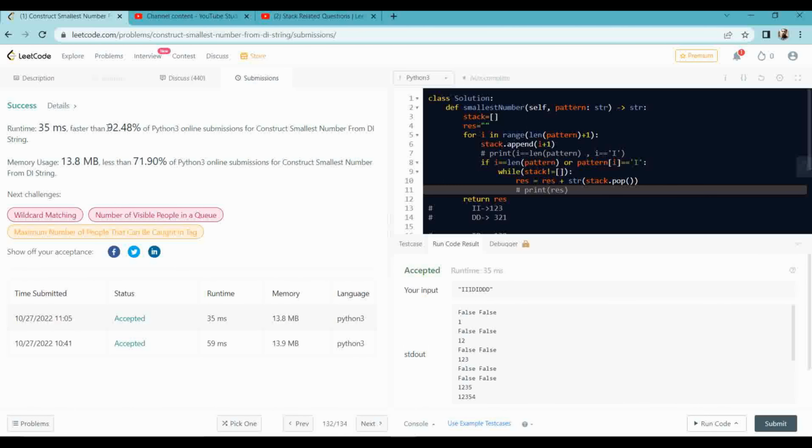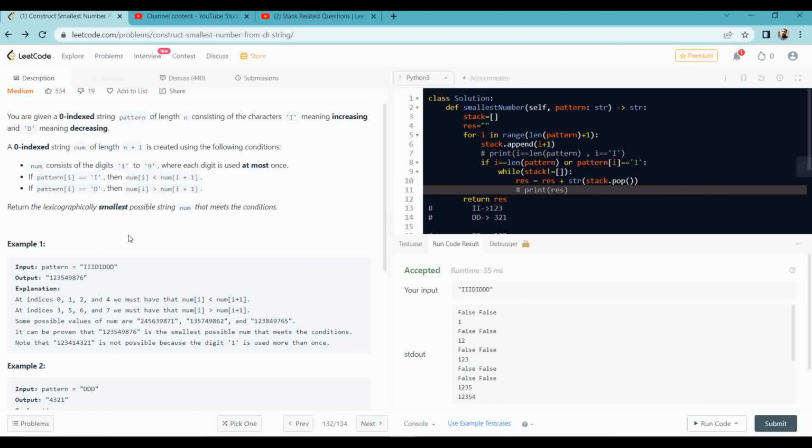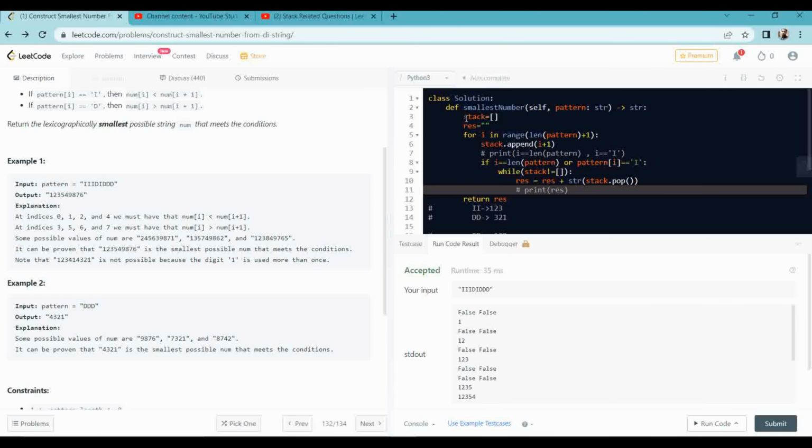So it has been submitted, and it is 92.48% faster. Here we are inserting only once in the stack and popping it out once from the stack, so it is a big O of n solution, and here we are taking big O of n extra space. That's why the solution is big O of n time and big O of n extra space. So I hope you have understood, guys.